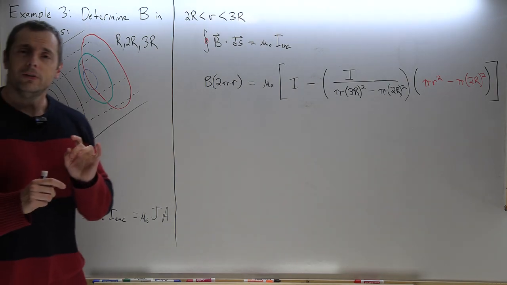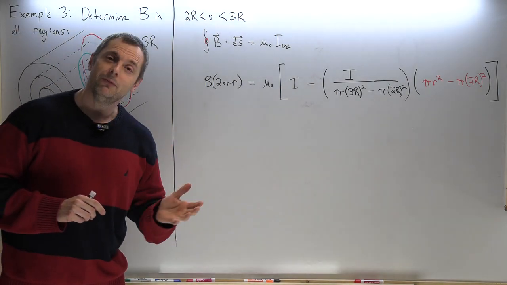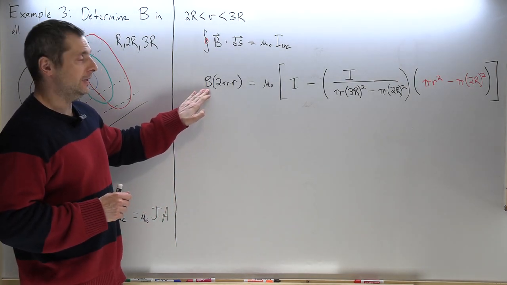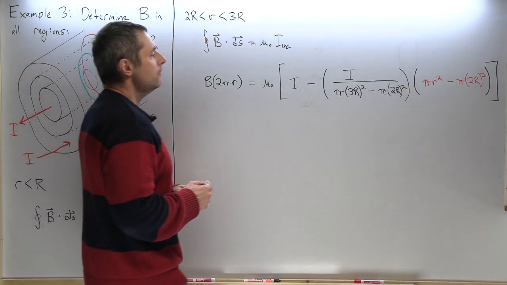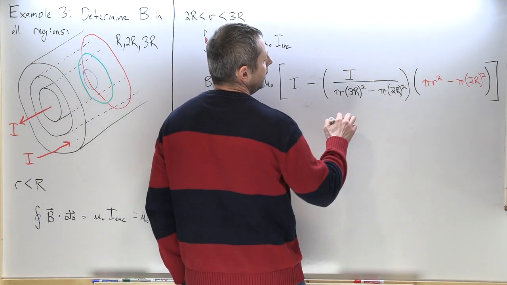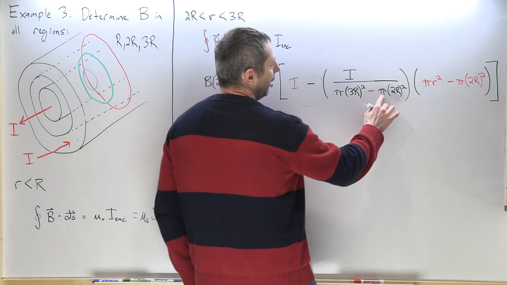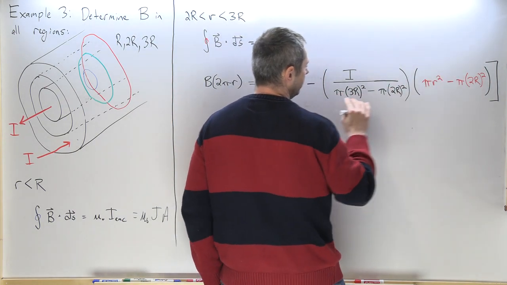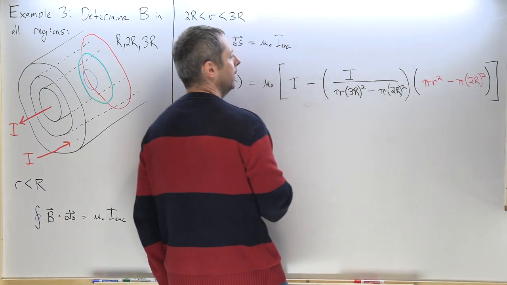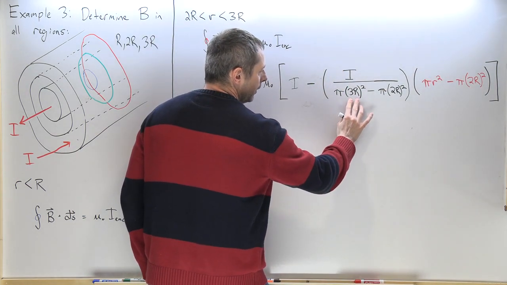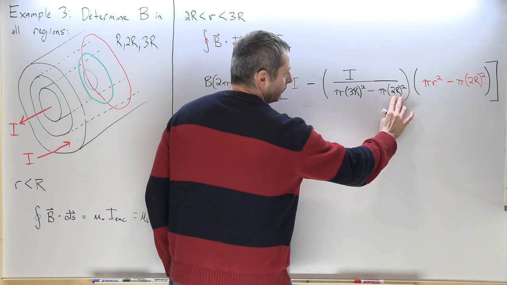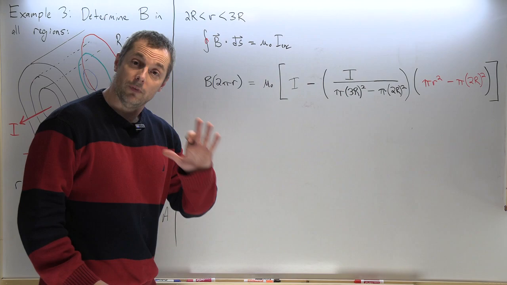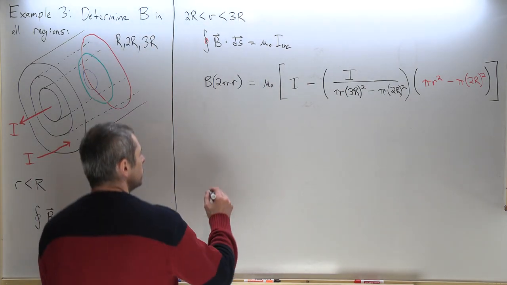So all that remains is to simplify things a little bit and get to a final answer for the magnetic field, which is what we're after. First of all, of these terms here, all the pi's cancel. So we can eliminate these set of pi's. We've got pi, pi, pi, pi, all gone. We've got 9r squared minus 4r squared, which is 9 minus 4 is 5.